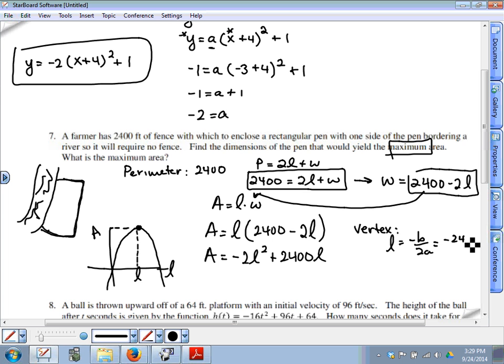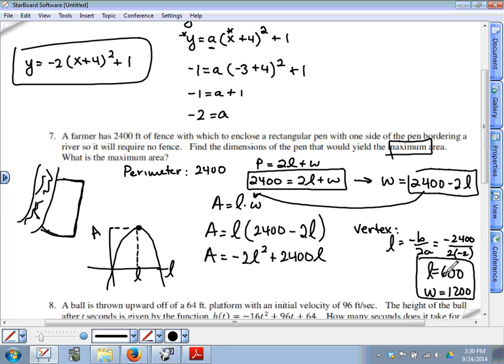Now in this case, it's not x, it's L. So the opposite of b is negative 2400. 2 times a is 2 times negative 2. So this is negative 2400 divided by negative 4. That's 600 for the length. Okay. Now the width, it says right here, the width is equal to 2400 minus 2L. Well, if L is 600, 2 times L is 1200. 2400 minus 1200 is 1200. So the width then must be 1200. And that's what the problem was asking. Find the dimensions of the pen that would yield the maximum area. So these are the dimensions.